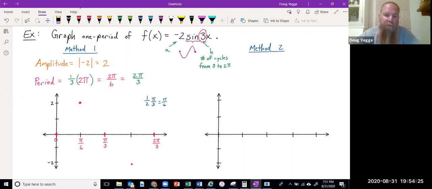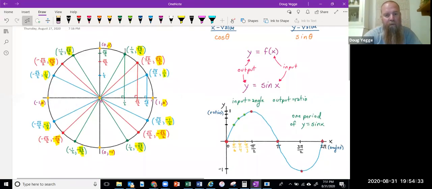And now I want to find the midpoint between pi over 3 and 2 pi over 3. Again, there's a couple of ways to do this. We could think about this in terms of our unit circle. Recognize that pi over 3 is this green line, 2 pi over 3 is this green line. So the midpoint will be right in the middle, which is pi over 2.